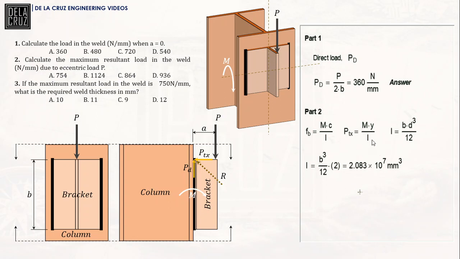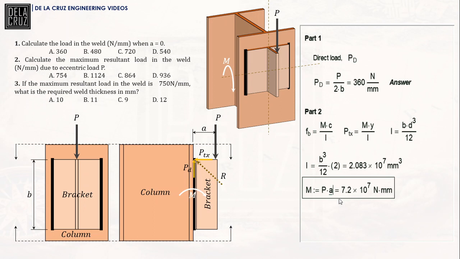Okay, now let's define the moment. The moment there is equivalent to, very clearly, the torsional moment or the bending moment here, that would be P times A. So that will be B times A, and let's make it in newton millimeters. Let me just do the scientific: 7.2 times 10 raised to 7 newton millimeters. Okay, now we can solve our PTX.